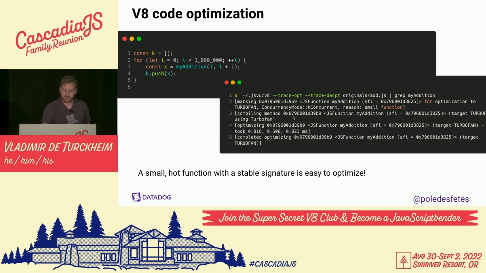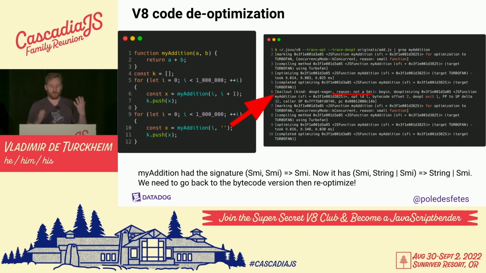Then we have a log saying, hey, it's actually compiling, a log telling it's optimizing, and a log telling us, hey, that's done, you can use this function. And now the optimized code path is used. And it's easy to optimize because this function is small and has a stable signature.